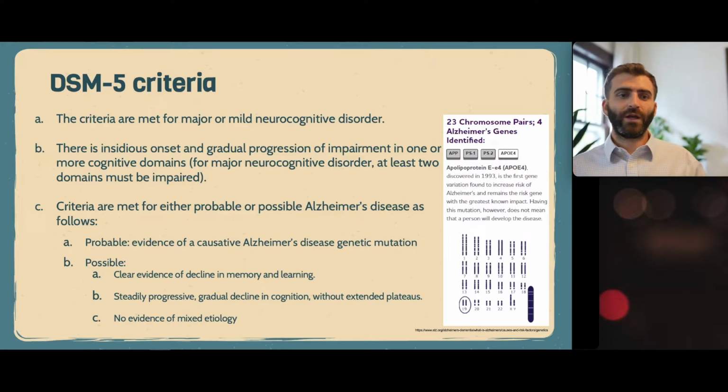What they're looking for here is insidious onset, gradual progression of impairment, and then you're looking for either a probable diagnosis or a possible diagnosis. A probable diagnosis can be made if someone has a genetic test or a family member has a genetic test where you can identify these genes. As you can see in the image on the right, the most common one that I hear about is this APOE4 gene. Next, if you don't have genetic tests, you can make a probable or a possible diagnosis if they meet the criteria below.